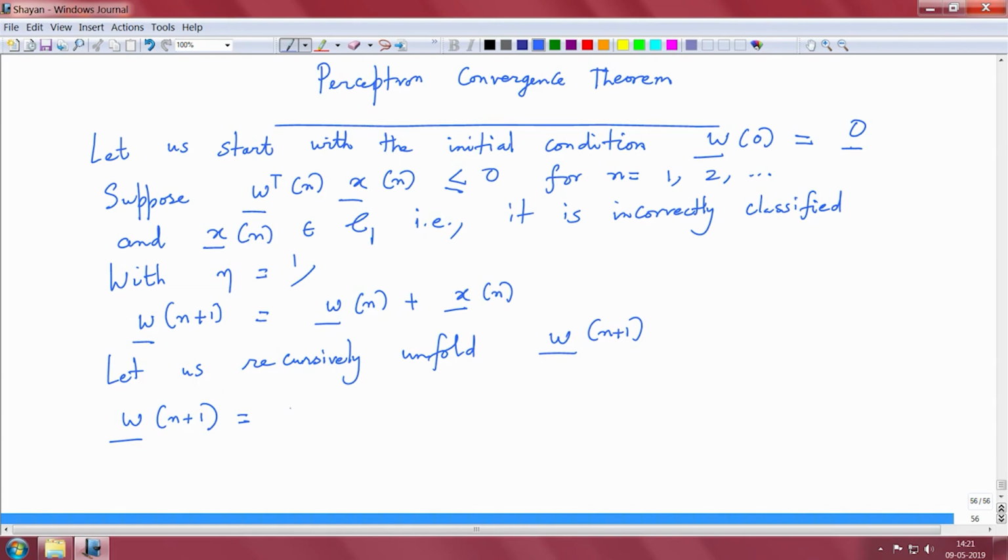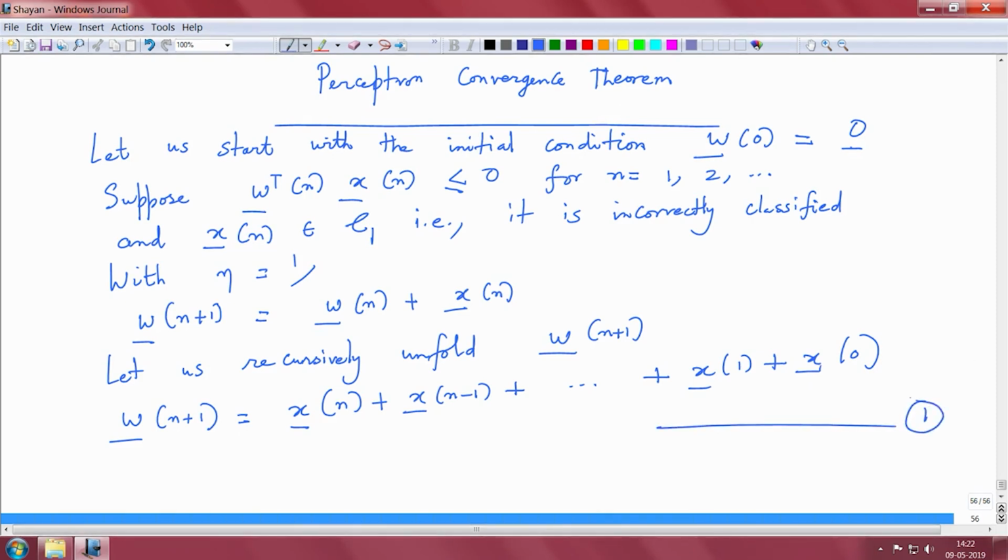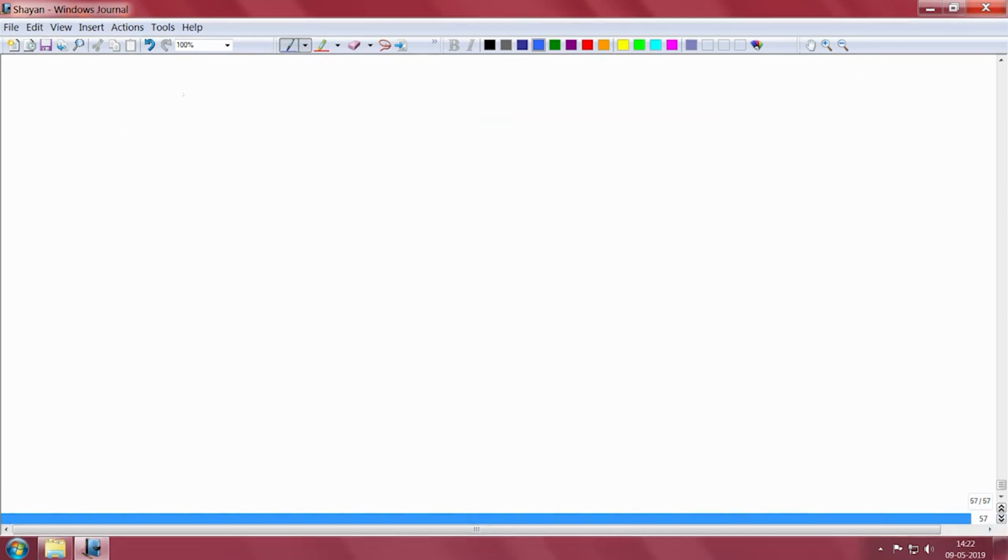If we do this, we will end up with this on the right hand side of this equation. W n plus 1 is x n plus x n minus 1 plus dot dot dot plus x 1 plus x 0, right. You have to take care here that W 1 is basically W0 plus X0, and W0 happens to be 0, and therefore this quantity is correct. Let us call this equation 1. So, I should remember these equation numbers. Okay.